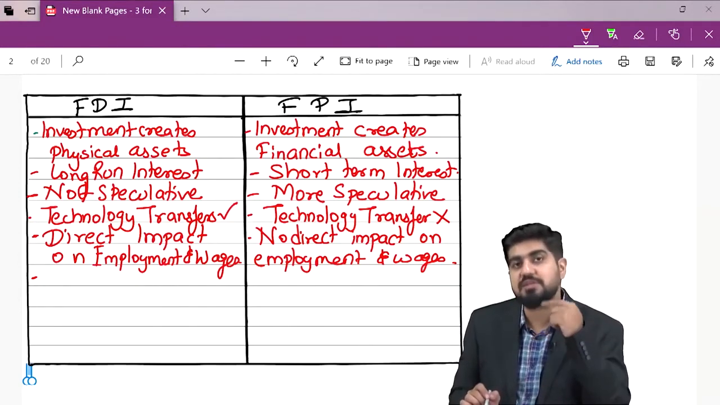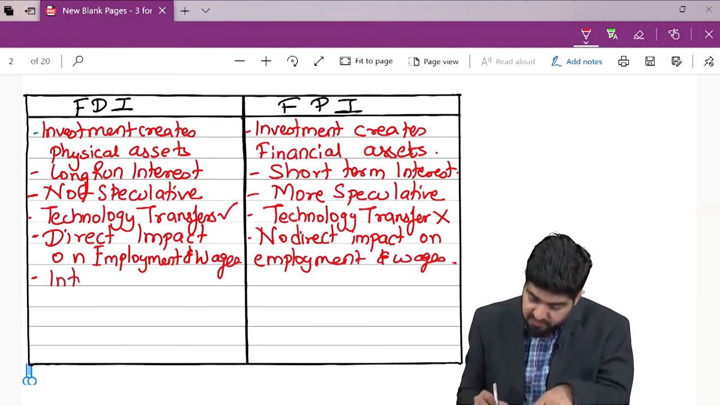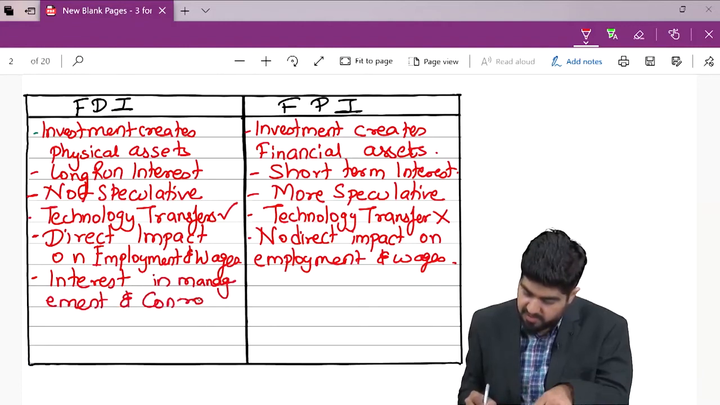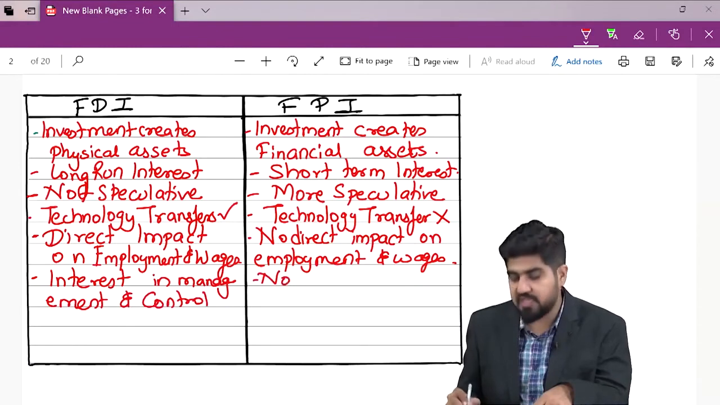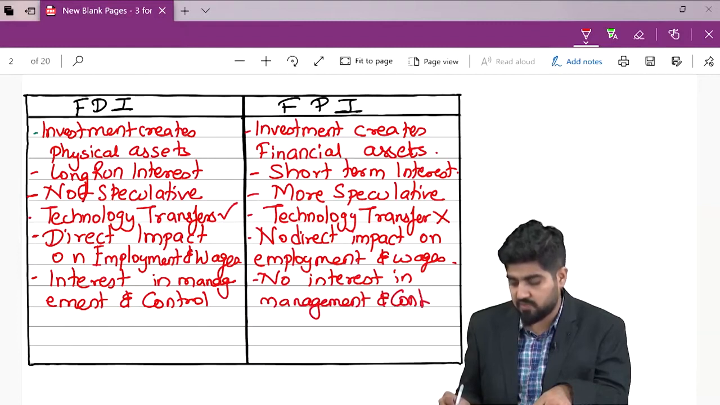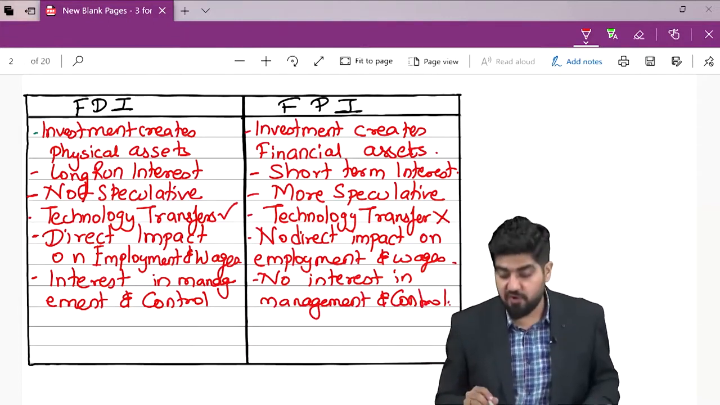and they will also participate in the management process. So FDI investors are interested in management and control. FPI investors have no interest in management and control. So these are the important points, students, that you need to remember for FDI as well as FPI.